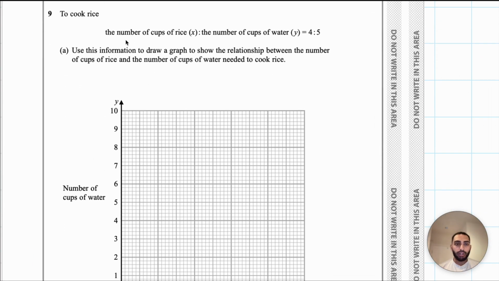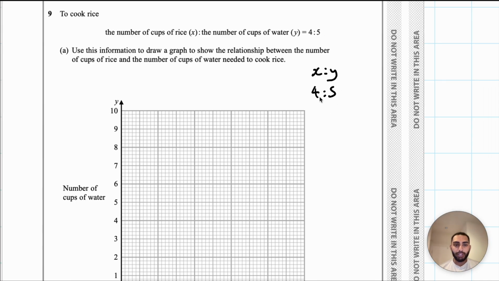Question 9. To cook rice, the number of cups of rice to the number of cups of water is 4 to 5. So x to y is in the ratio 4 to 5. Use this information to draw a graph to show the relationship between the number of cups of rice and the number of cups of water needed to cook rice.